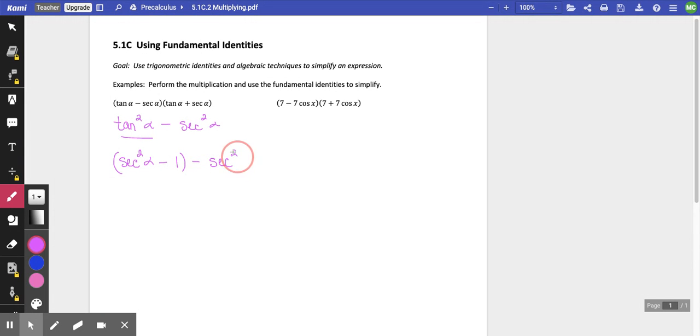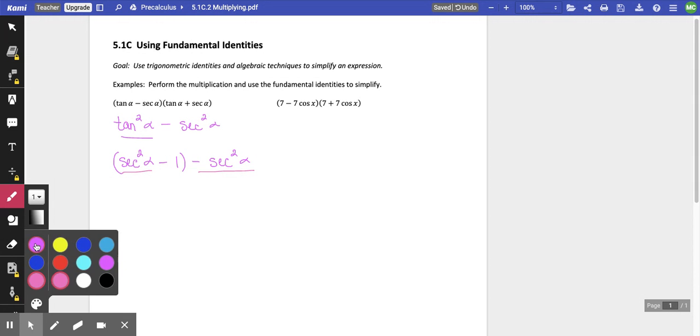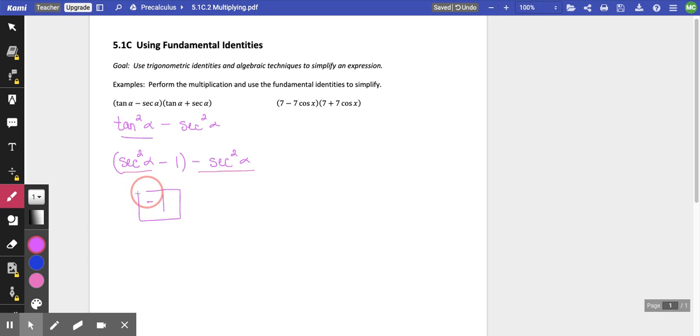But then I still have the minus secant squared of alpha that was there originally. Now, the parentheses that I put on there were just to show that the tangent squared was being replaced with that secant squared minus 1. But they're really not necessary, so I can treat them like they're not there. Now, if I do that, I see I've got a secant squared of alpha and then minus secant squared of alpha, which is going to cancel out. It makes a 0. So that leaves just a negative 1. So this one simplifies into just a negative 1.